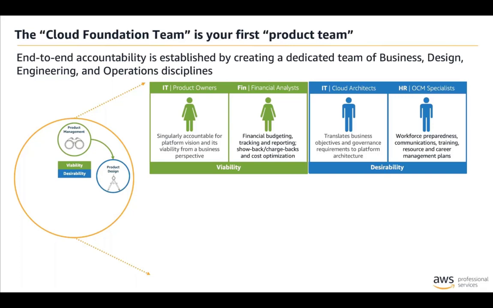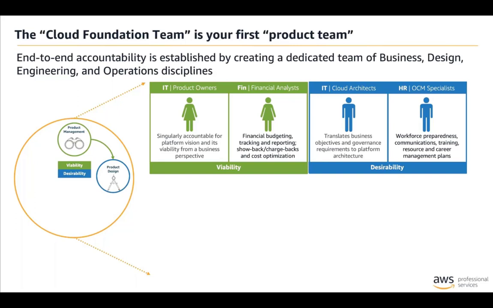Next, desirability of the products being created and the change being driven throughout the organization. Cloud architects translate customer, business, and governance requirements into product architectures. You may have a single lead cloud architect or architects that represent platform, operations, and security. Also, an org change management specialist who is responsible for making the move to cloud desirable for the organization through workforce preparedness, communications, training, resource, and career management plans.